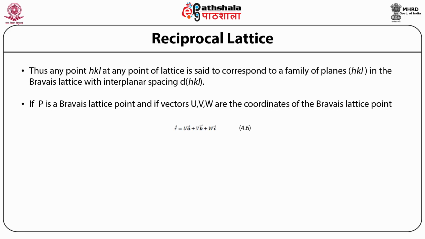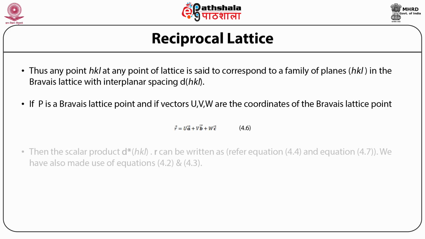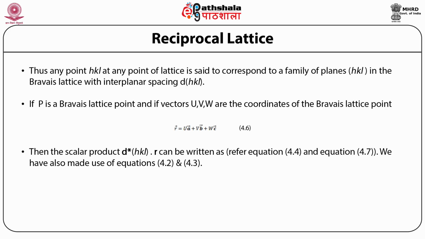Again, these little a, little b, little c vectors belong to the real space vectors, and the reciprocal ones are given in 4.7. Then the scalar product D star of HKL dot R can be written, because we know D star equals HA star plus KB star plus LC star. This A star, B star, C star belong to the reciprocal space, because A, B, C belong to the real space. So now we can easily take a dot product of D star with R, to get HU plus KV plus LW, which will be simply kappa, where we made use of equations 4.2 and 4.3. So this is a new equation 4.8.